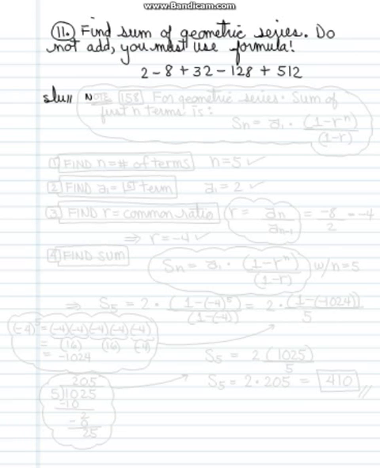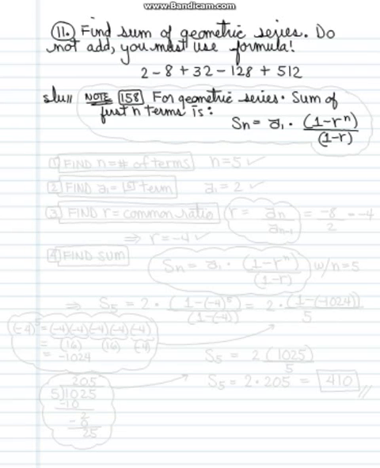Okay, they told us it's geometric, so we are allowed to use note number 158. It's only good for geometric series, in other words, the sum of terms. The sum of the first n terms is given by this formula: s sub n equals a sub 1 times 1 minus r to the nth power over 1 minus r.